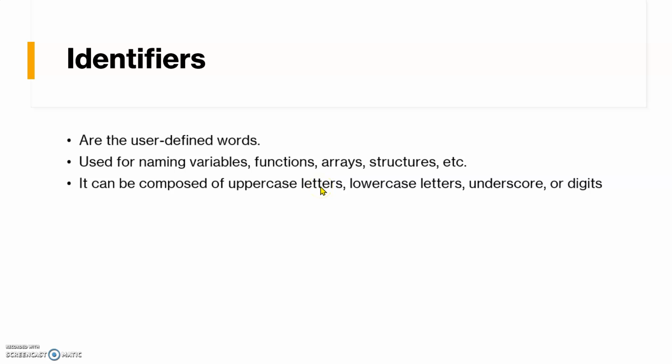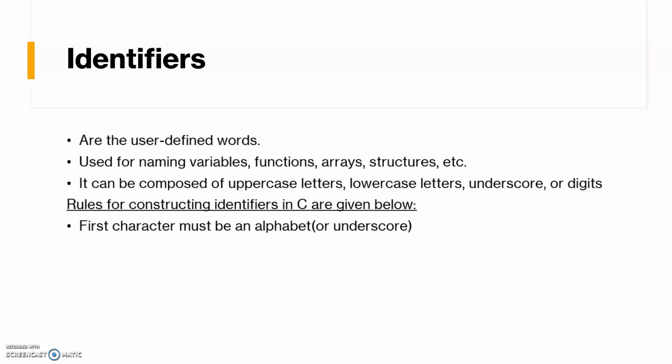Uppercase letters A to Z, lowercase letters a to z, and underscore. Only these can be used for composing or giving any name as an identifier. But you need to remember some rules while defining any identifier. The first thing is that the first character must be an alphabet.